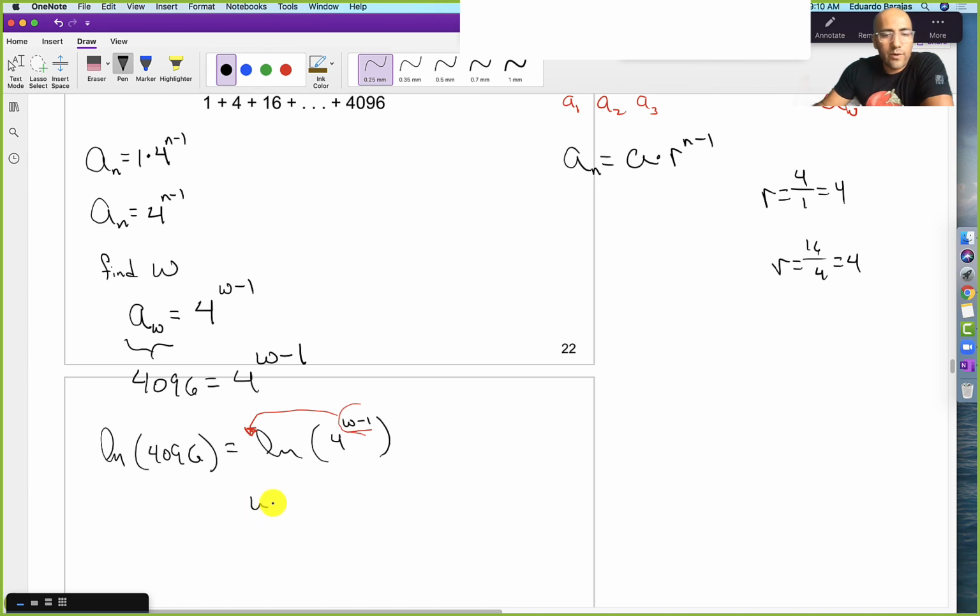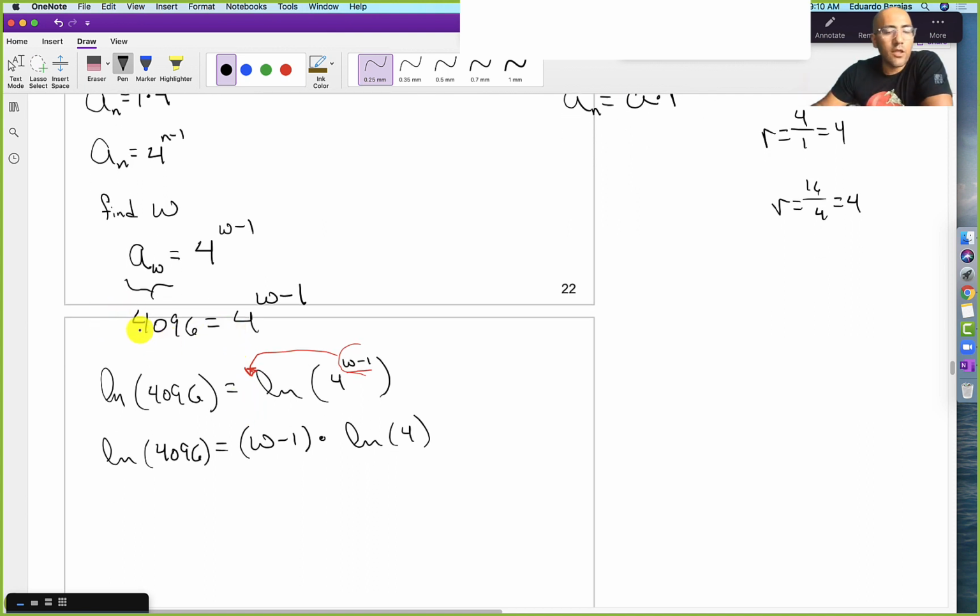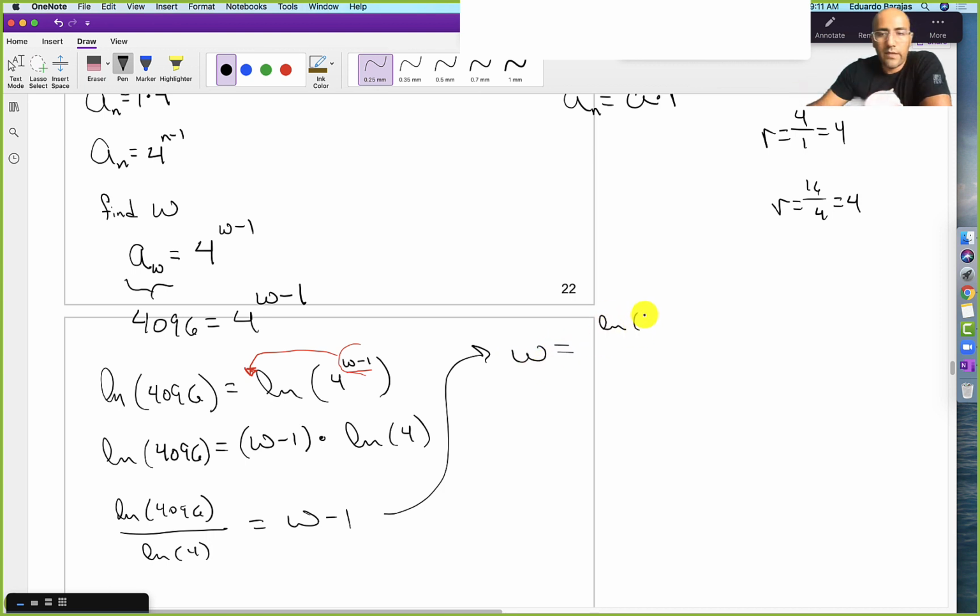So then we can rewrite that as (w minus 1) times ln of 4 equals ln of 4096. You could have also applied log base 4 to both sides. Some people would have preferred that, and then that makes the right-hand side super simple. Either way, you get the same answer. Divide both sides by ln of 4, so we end up with ln of 4096 divided by ln of 4 equals w minus 1. And so from there, we get that w must be equal to ln of 4096 divided by ln of 4, plus 1.